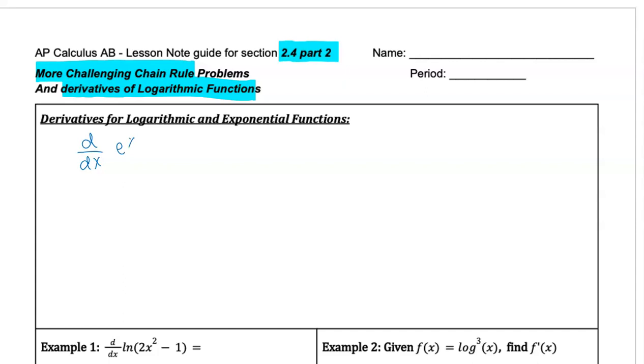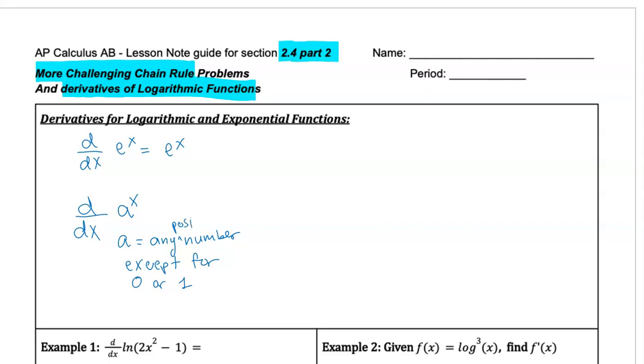We already know that when we take the derivative of e to the x, the result of that is again just e to the x. So it turns out that when you want to take the derivative of an exponential function with a base other than e, so a is any number except for 0 or 1. Actually, I should say it's positive as well. It's a positive number, but it's not 0 or 1.